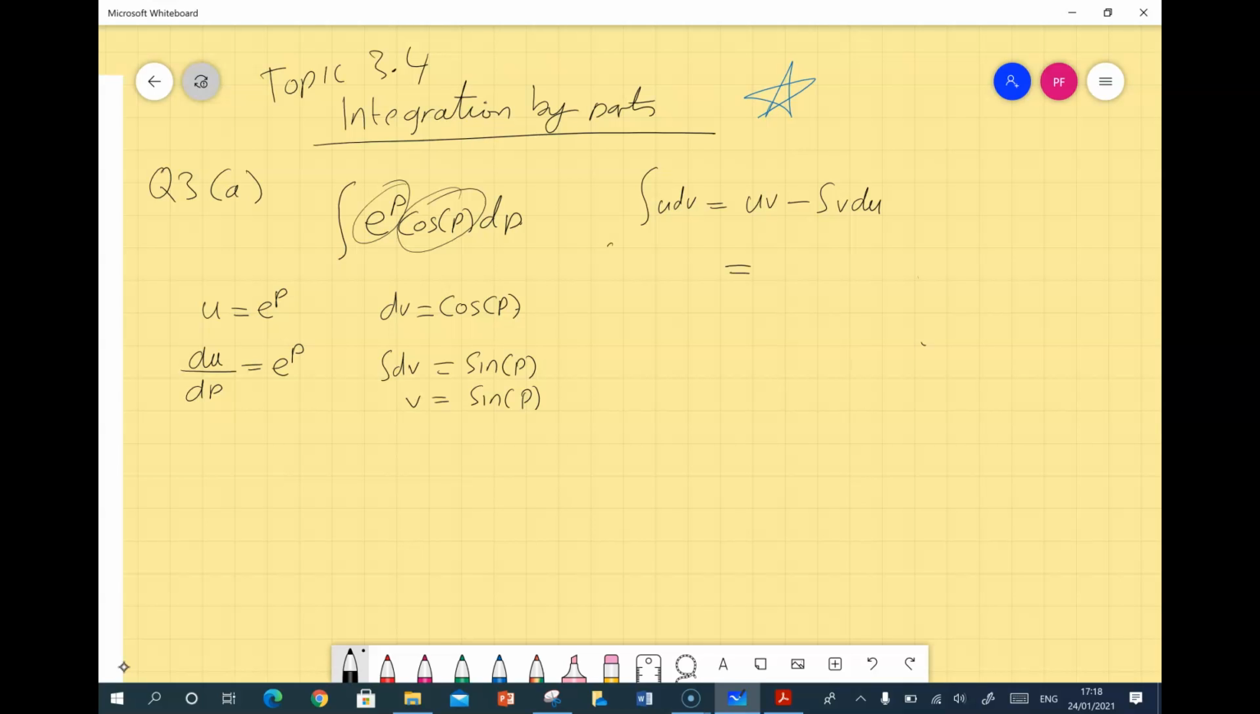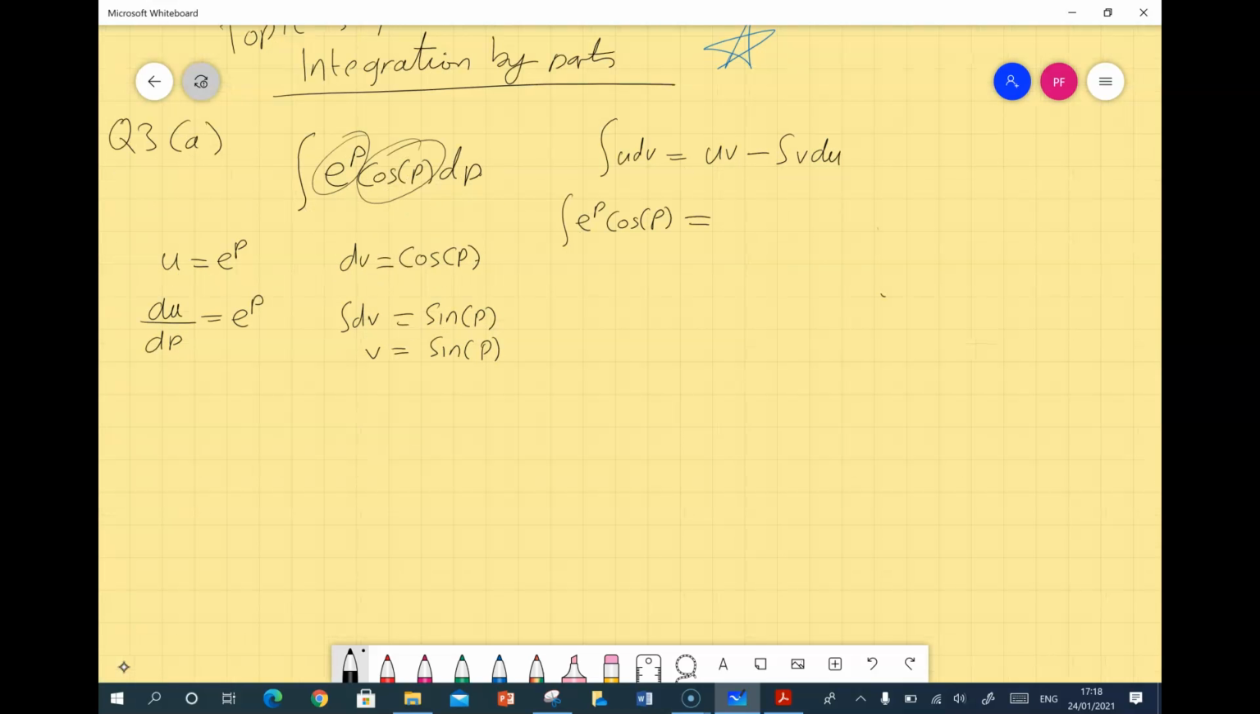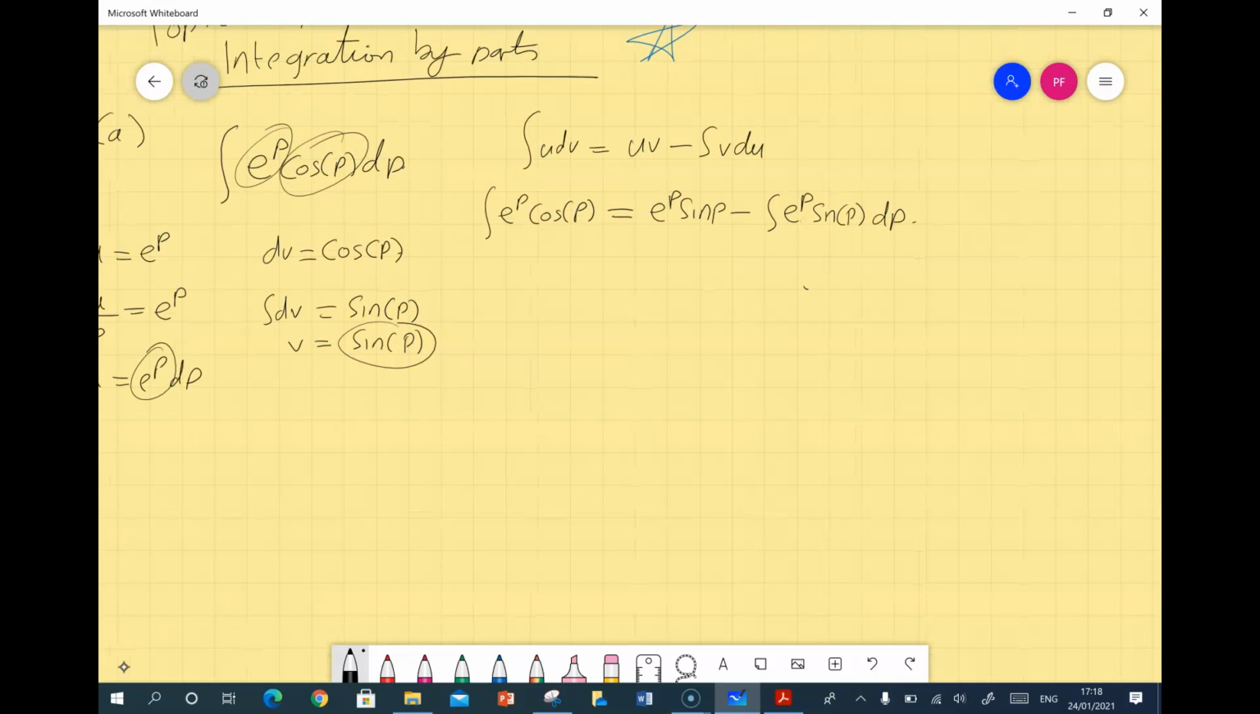Okay, the integral of u dv is what they gave us, e to the power of p cos p. Now let's set up the solution to that. It's u times v. So that's e to the power of p sine p minus the integral of v du, which is sine p by, du equals e to the power of p dp here, apologies. So it is sine p by e to the power of p dp. So e to the power of p sine p dp.